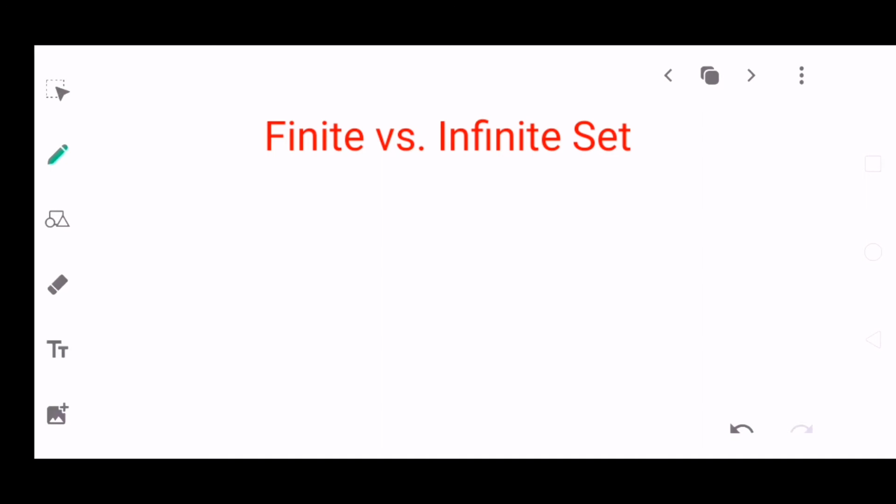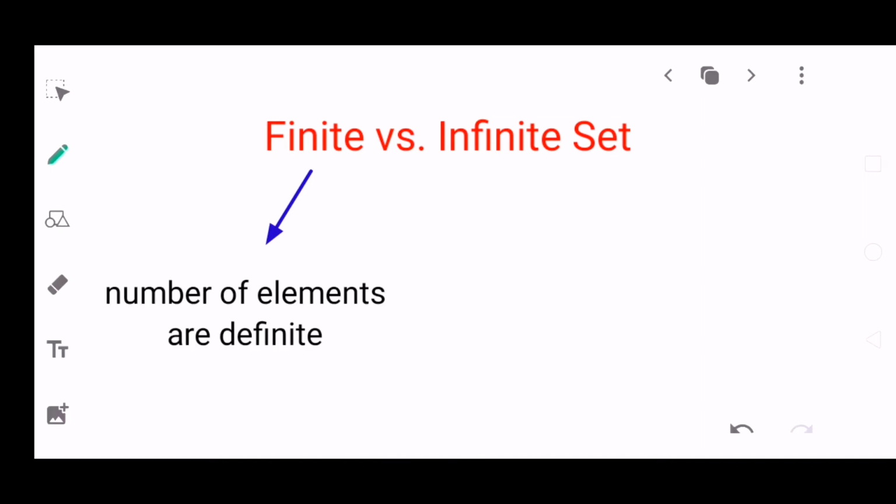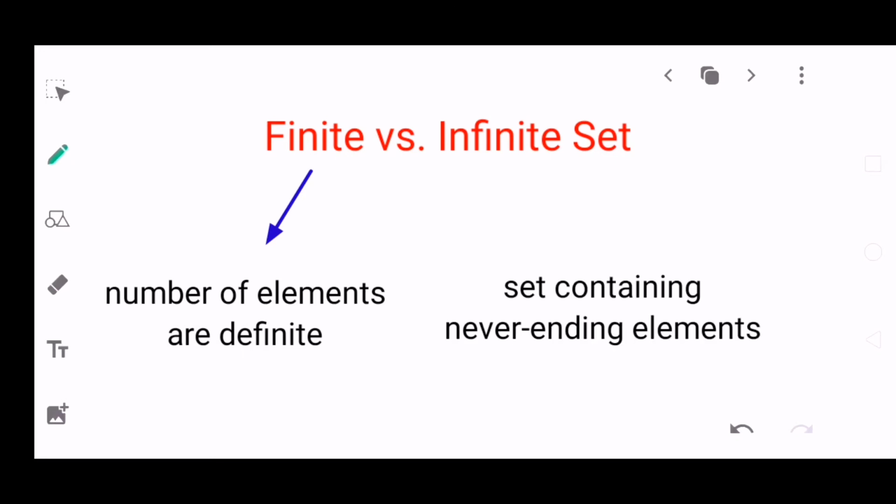Now, based from the name itself, finite set, the number of elements here are definite. Let's say, for example, set of colors in rainbow. There are 7 members. Set of days in a week. There are also 7 members here. While on the other hand, for infinite set, these are the sets which are containing never-ending elements.